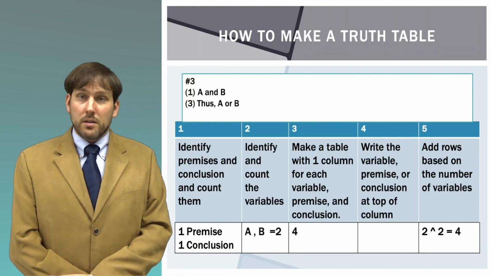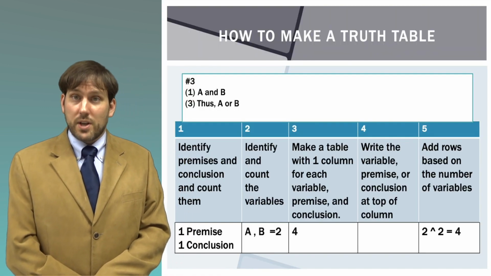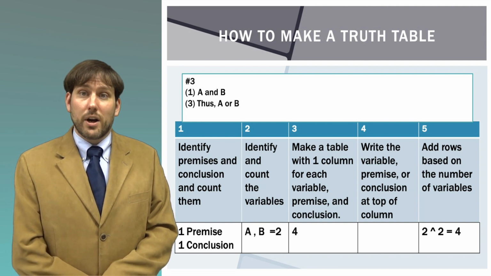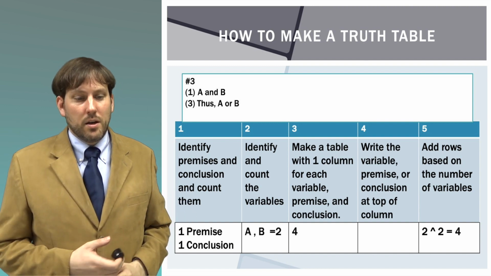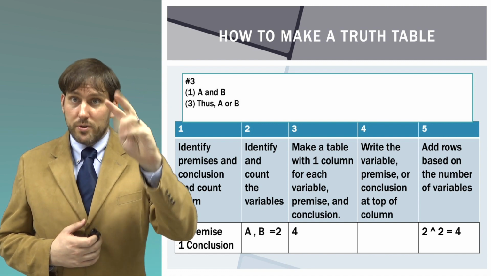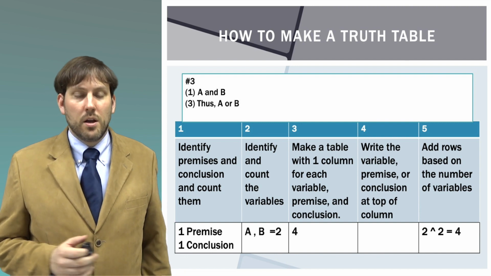All right, let's look at another one. This time we have one premise and one conclusion. We have 2 variables, A and B, and we're going to need 4 columns because of that, and we have 2 variables, so we need 4 rows.